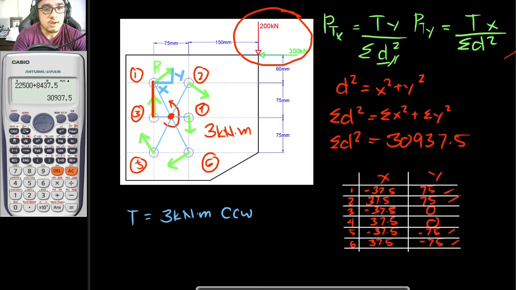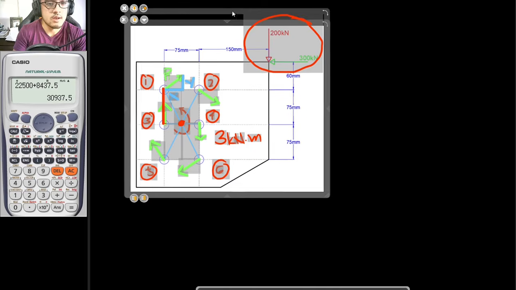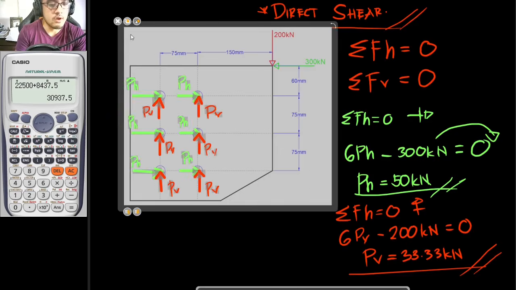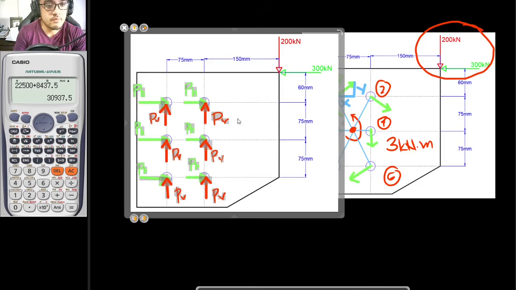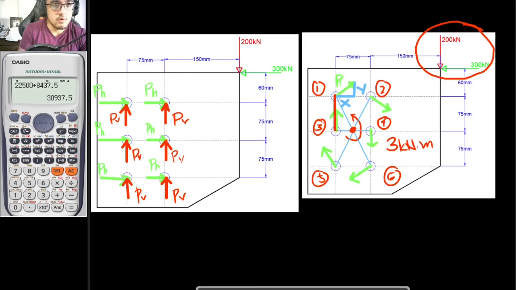But by inspection, wait, let me just copy and paste our tables. So this is for torsional and this is for direct shear. So there. Direct shear and torsional shear.